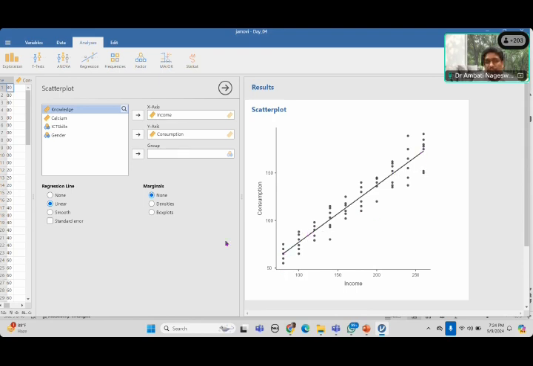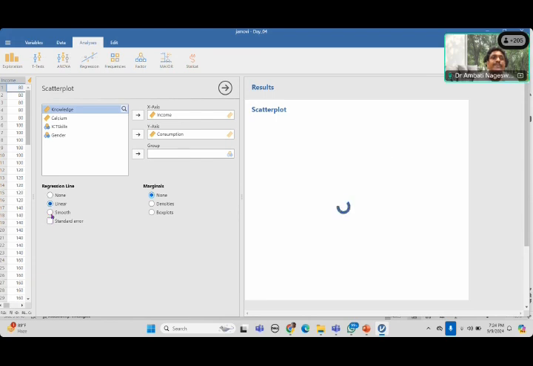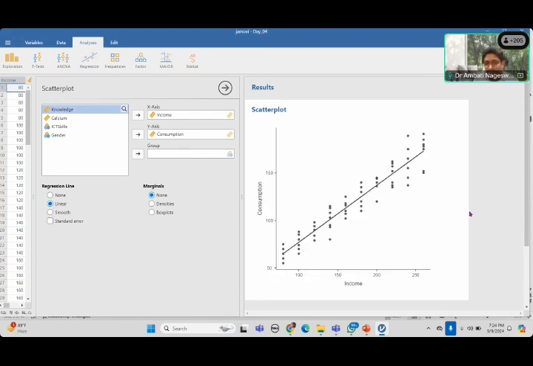Let me put it another way. There is one more option, smooth. I want some curve just to understand. It's not making any difference. Smooth. Okay.